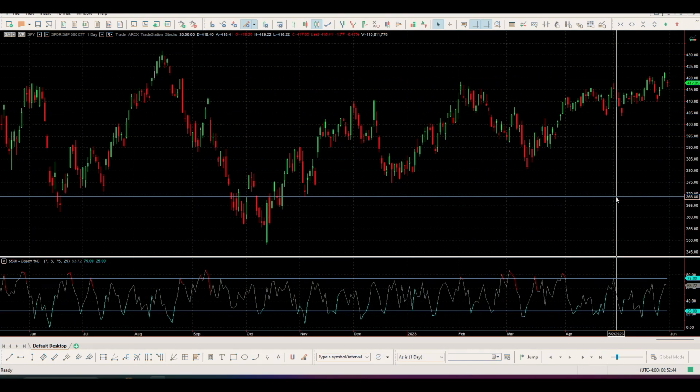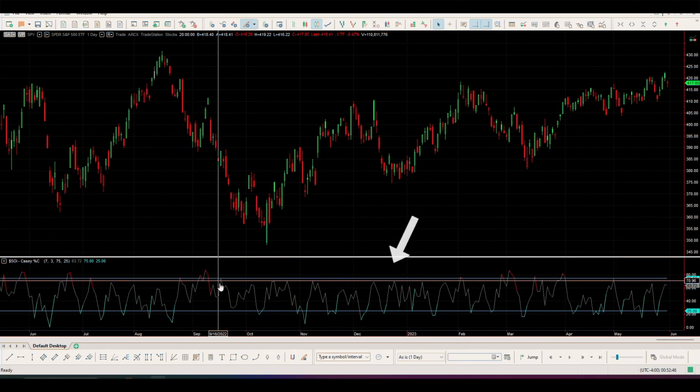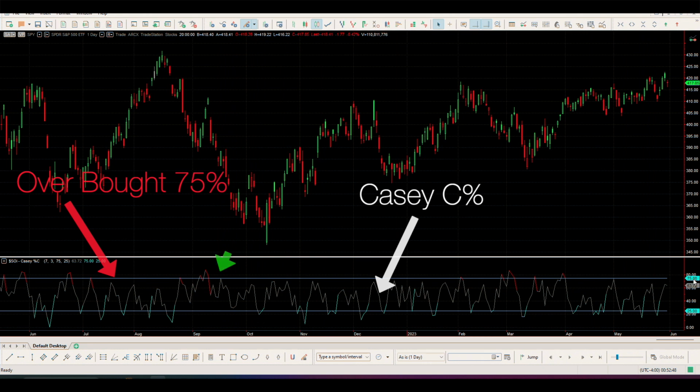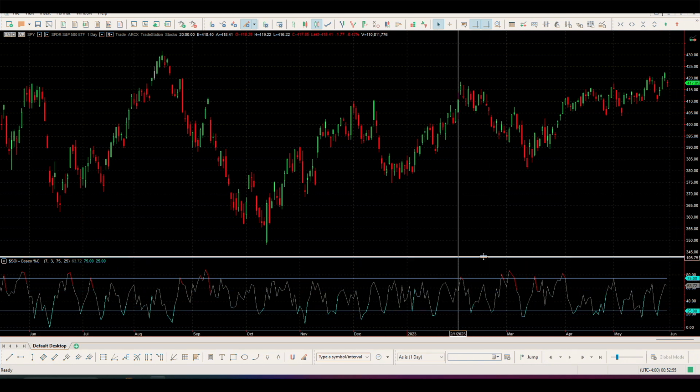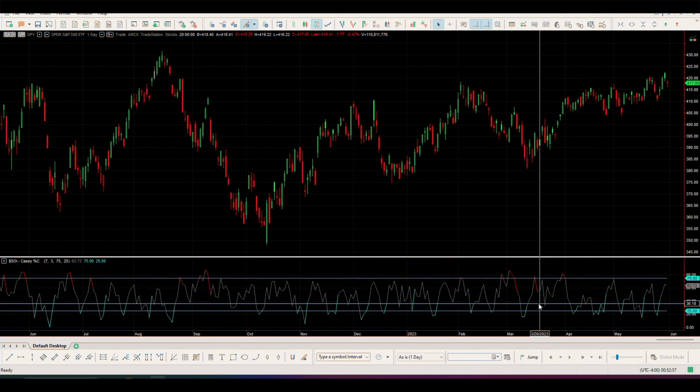And this is how the indicator looks on the chart. You see it's an oscillator, and here I have the levels: 75 for overbought and 25 for oversold, just like the RSI, but we will get a different profile if we trade this signal.